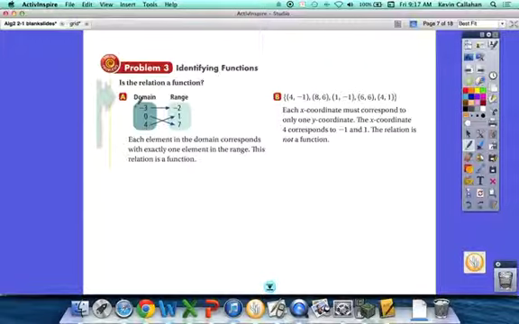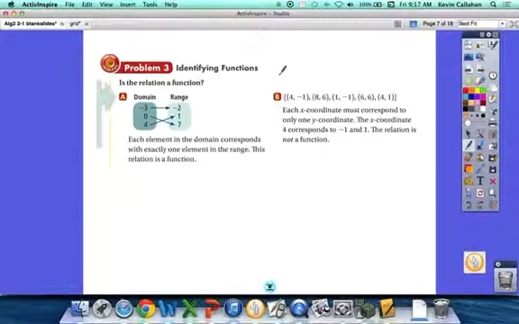What would make it not a function? What would you be looking for here that would tell you that it's not a function? If you had two arrows coming from the same x, that would tell you it's not a function. In this case, boom, boom, boom. It's just one arrow coming from each x. That means it's a function. Right? How about this one?